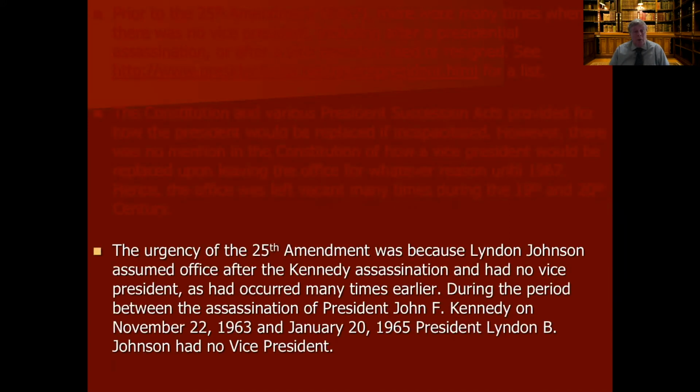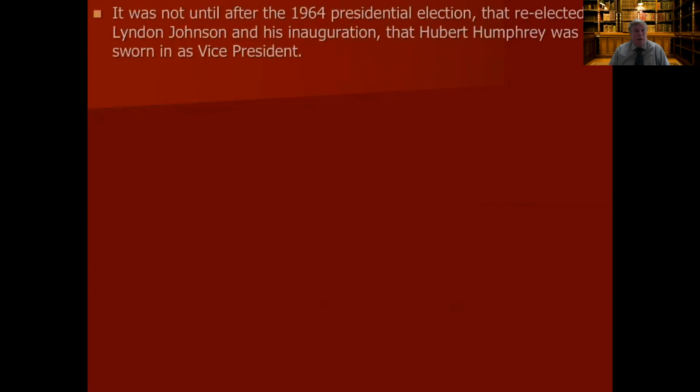The urgency of the 25th Amendment was because Lyndon Johnson assumed office after the Kennedy assassination and had no vice president, as had occurred many times earlier. During the period between the assassination of John F. Kennedy on November 22nd, 1963, and January 20th, 1965, Lyndon Johnson had no vice president. It was not until after the 1964 election that re-elected Lyndon Johnson and his inauguration that Hubert Humphrey was sworn in as vice president.